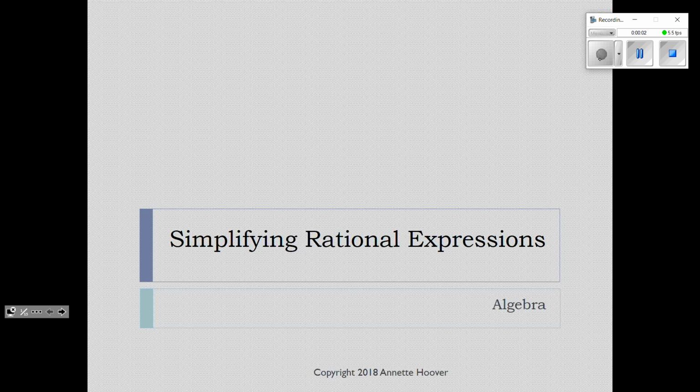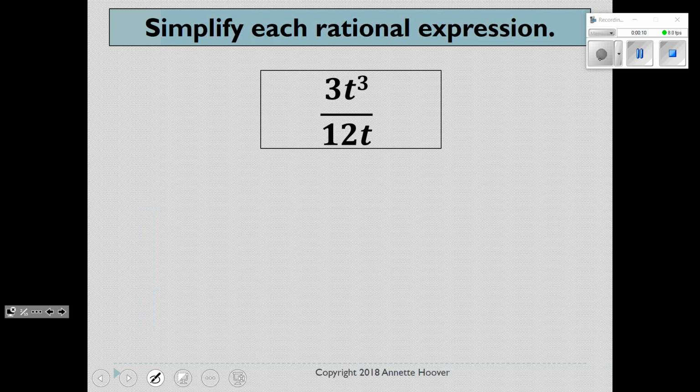In this lesson, we are going to be looking at how to simplify rational expressions. So we'll get started here so you can see what that looks like. Here we have 3t cubed divided by 12t. We have a monomial on top and a monomial on the bottom.